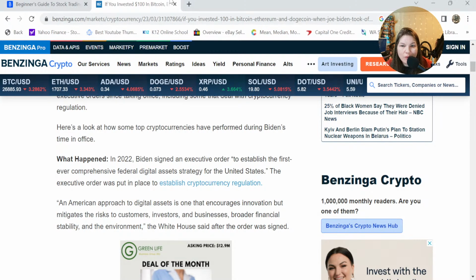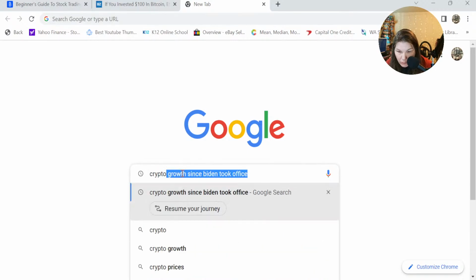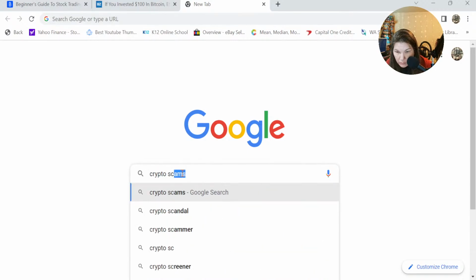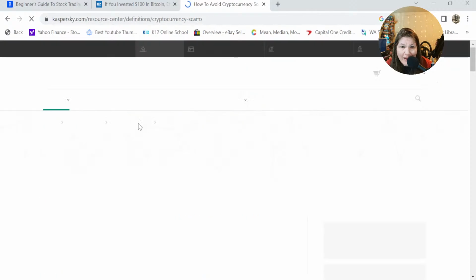Because why? Because we've seen in the news all these articles. You guys, just type in crypto scams. Look at these fake websites, phishing scams, pump and dump schemes, fake apps, fake celebrity endorsements, giveaway scams, fraudulent initial coin offerings, promises of guaranteed returns. All of these things, guys, are fake scams.